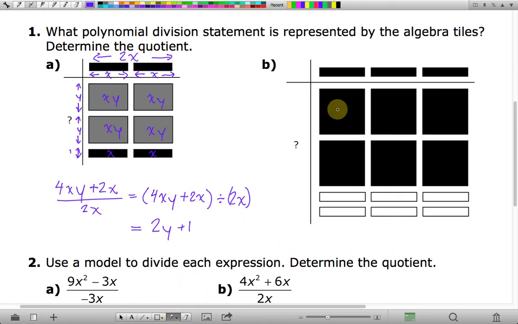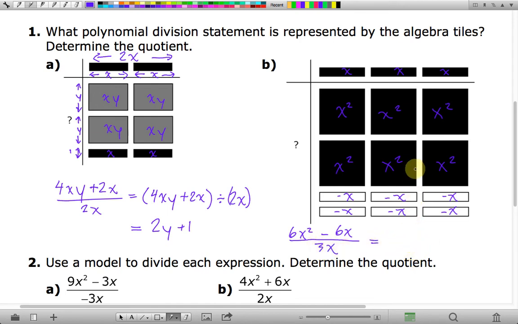So let's take a look at all the tiles we have here. We have a bunch of x squared tiles, and we have 6 of them. And then we have 1, 2, 3, 4, 5, 6 negative x tiles here. And what we're dividing by is 1, 2, 3x.